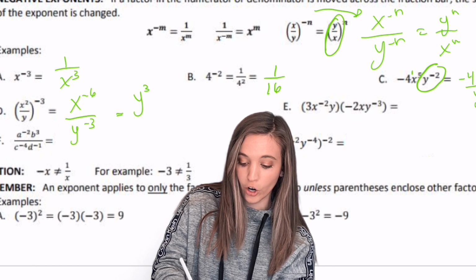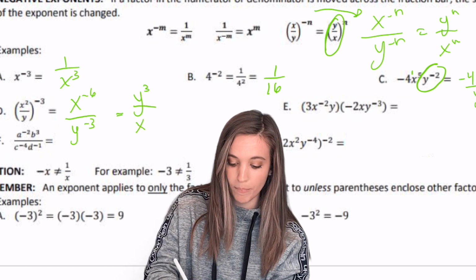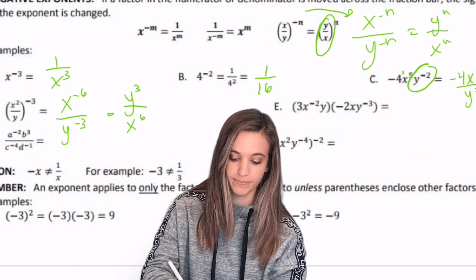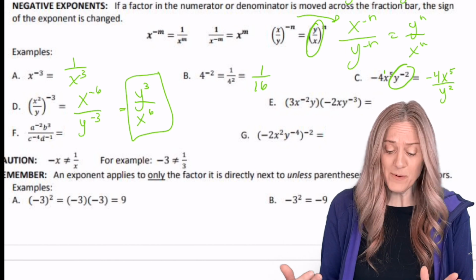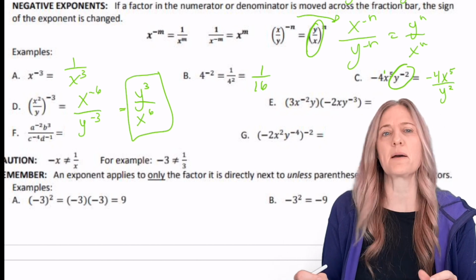So y to the 3rd is going to be in the numerator, and x to the positive 6 is going to be in the denominator. Example E. Okay, now we see where we have multiple properties coming into play.